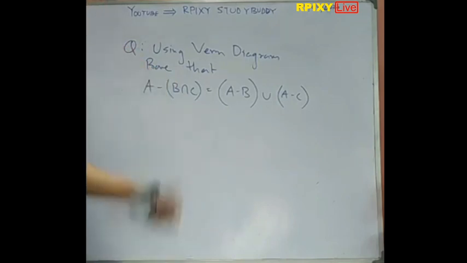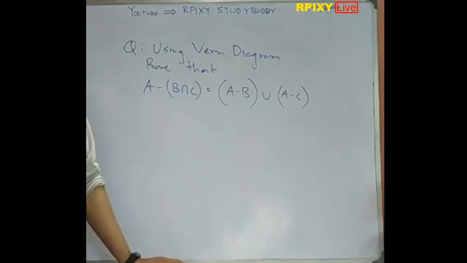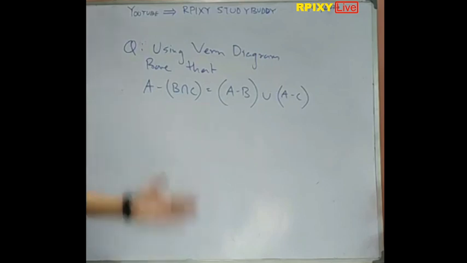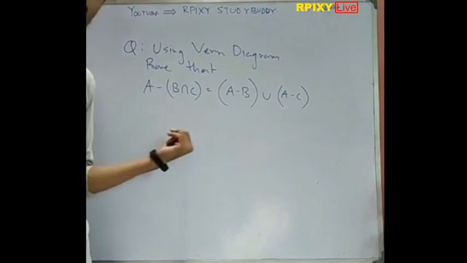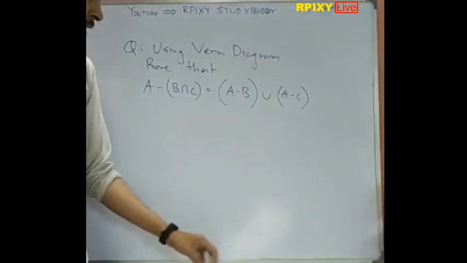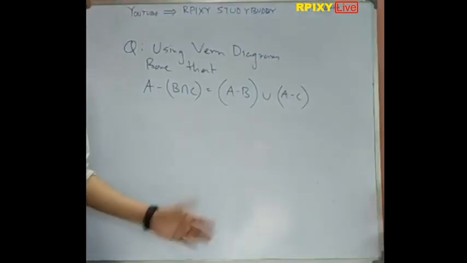So using a Venn diagram, you can prove any laws, and using Venn diagrams, there are many problems you will face when you try to solve the exercises in your book. So this is the operation of sets, and this is how you can use the Venn diagram. So that's all about this class.